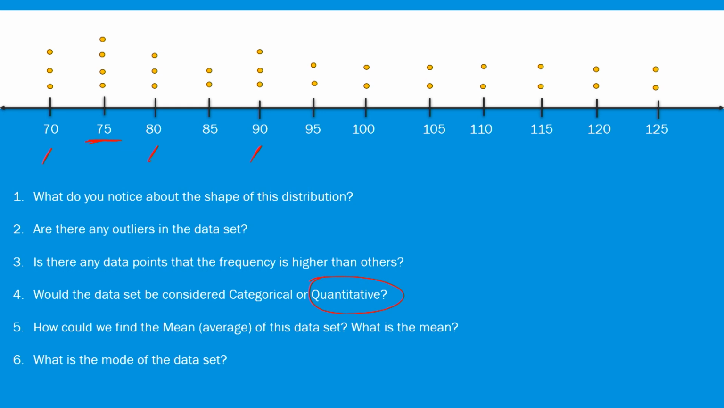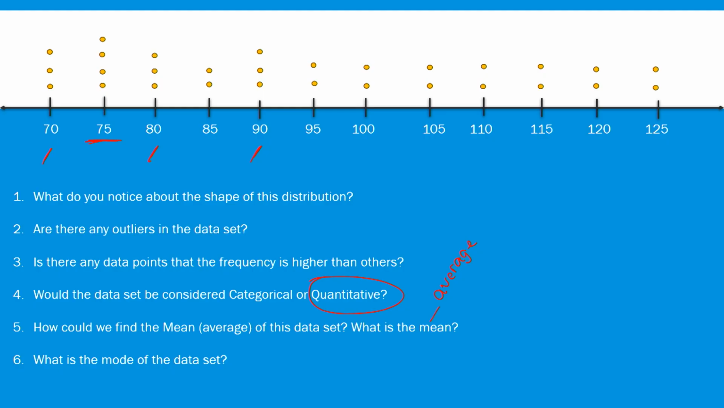Then it says number 5, how could we find the mean or average of the data set? And what does mean mean? All right, so obviously our mean is our average. And how have we learned to find our average? We add all of our amounts up and what? We divide by how many there are.